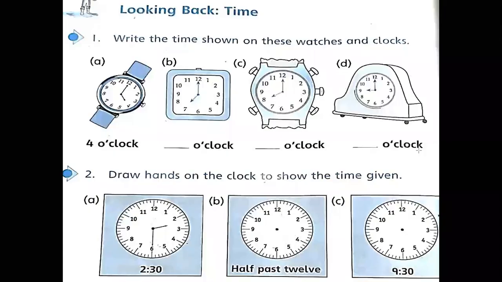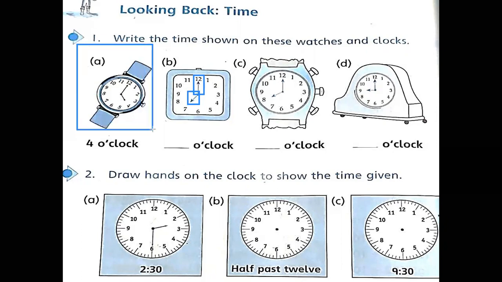I want to tell you that there are two hands on this clock face. The small hand is called the hour hand, and the long hand is called the minute hand. In this way, in the light of the direction and position of these hands, we are able to write the correct time.